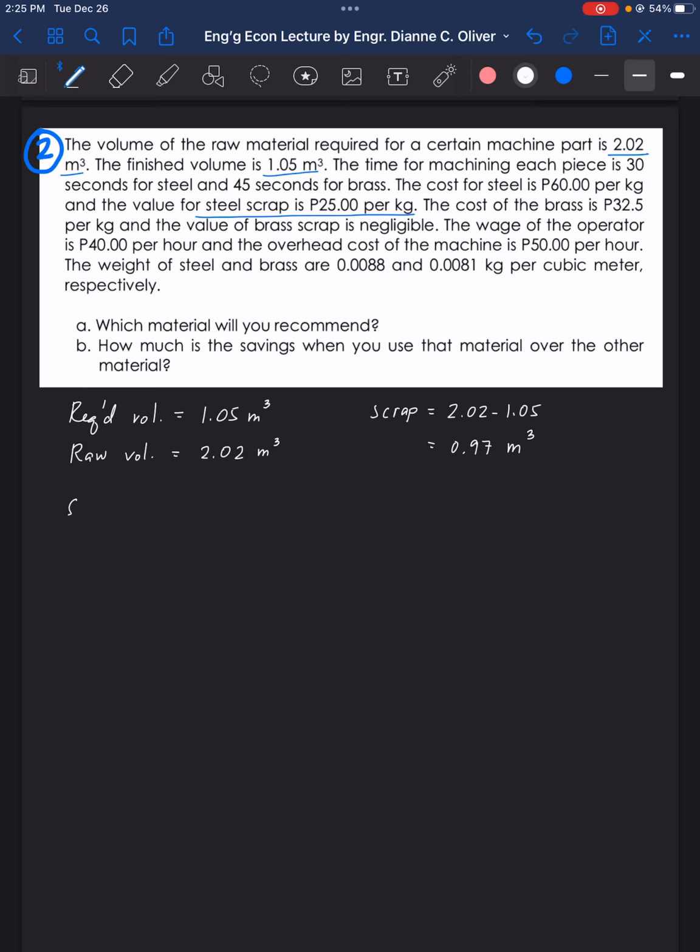So let's start with the steel. You see the time for machining each piece is 30 seconds for steel and 45 seconds for brass. So 30 seconds for steel, for its time. And then what you need to learn here is the weight. So the weight of the steel. Time to manufacture is 30 seconds, and the weight of the steel is 0.0088 kilogram per cubic meter.